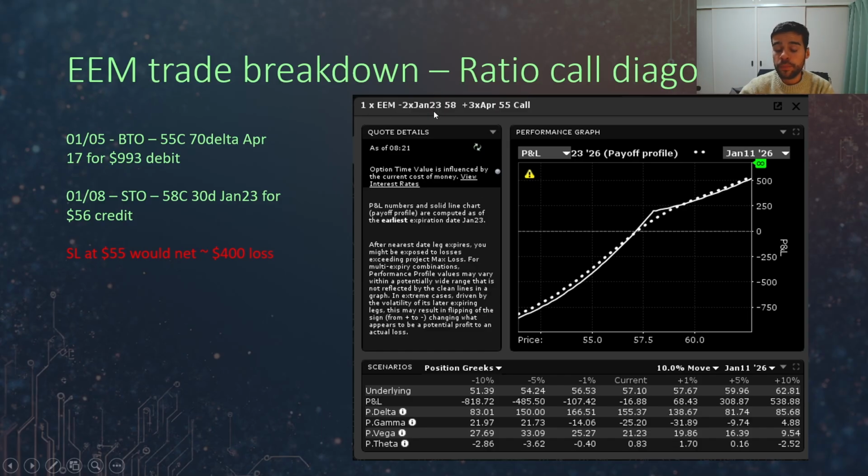So that's the position I'm simulating here. This is the performance profile in Interactive Brokers, and you can see how it will perform at different levels. I always like to simulate these when I'm making this type of complicated strategy, like ratio call diagonals, so that we can understand how your position will move depending on the underlying price movement.